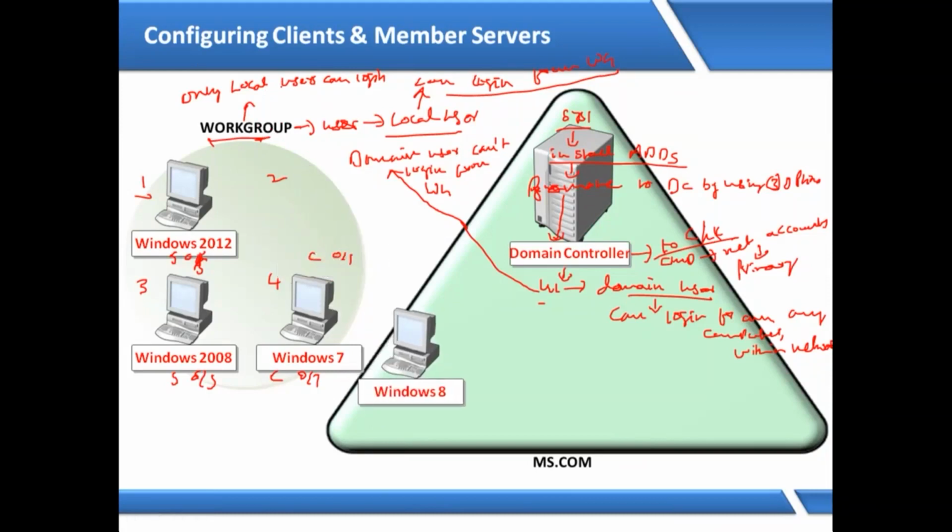Now this machine is with the Windows 8 operating system. So it is a machine with a client OS. Before joining, it will be in a work group. But if that same machine with the Windows 8 client operating system is joined into the domain, then what will we call this machine? This machine is called a client.